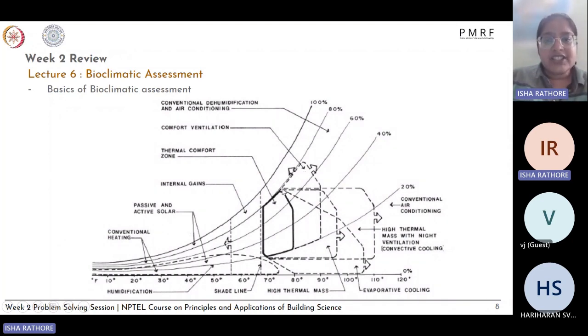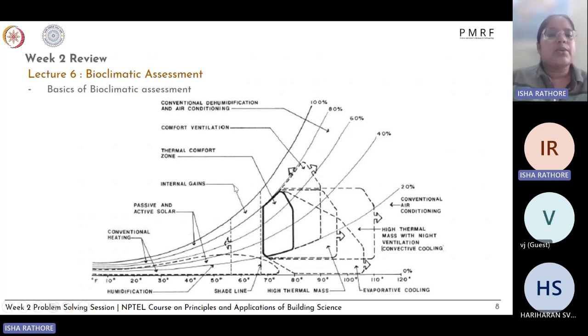Then another strategy is comfort ventilation, which is basically having effective ventilation strategies like cross ventilation. That is, you have windows on opposite sides of each other so that the air flows through both the windows and does not get trapped inside the room. So that is comfort ventilation.